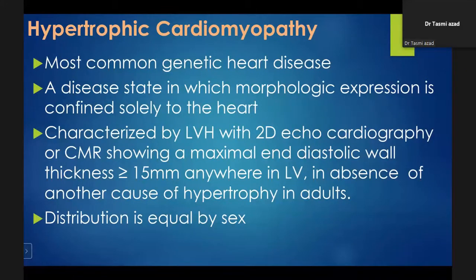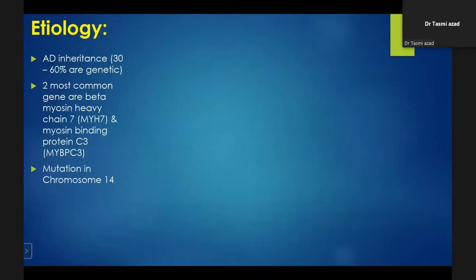The prevalence of the disease is reported globally throughout the world, and in the United States they tell there is an incidence of 1 in 200 to 1 in 500 in young adults with asymptomatic hypertrophy. The distribution is equal by sex, but it is a little more diagnosed in men.